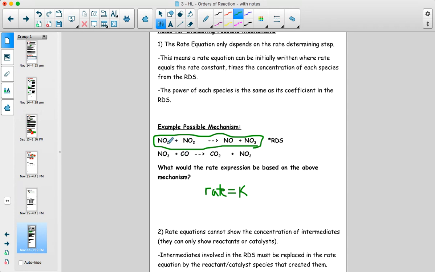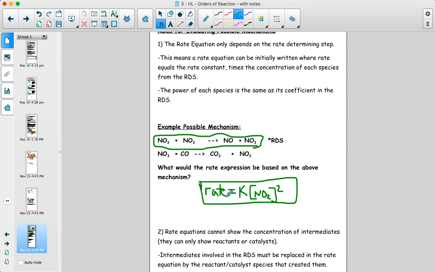It looks like NO2 is involved, and actually NO2 is involved twice, so I could have written this as just 2 NO2. So in the rate expression, I'm going to write NO2, and then I'm going to write NO2 squared. So if this is the mechanism, and if this is the rate determining step, this is the rate equation that I get from that. I take the species involved in the rate determining step, I put them in brackets, and I put their overall coefficient as their exponent, as their power. And that gives me the rate equation.